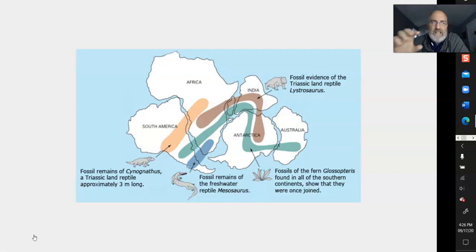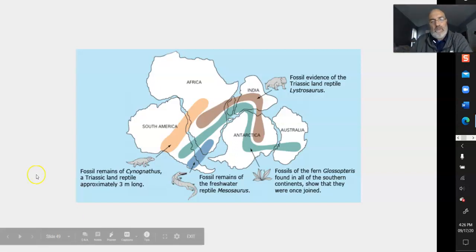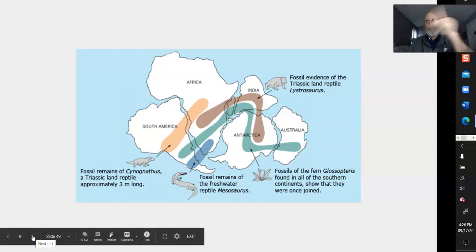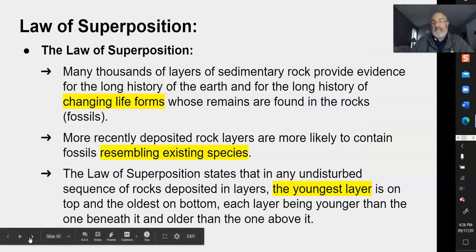What we see in the fossils gives us hints about where the land must have been, and where the land must have been gives us hints about what the animals must have been like in those particular places. I think it's really cool to see a 6th grade theory coming back and helping us to understand an 8th grade concept. That's neat to me.